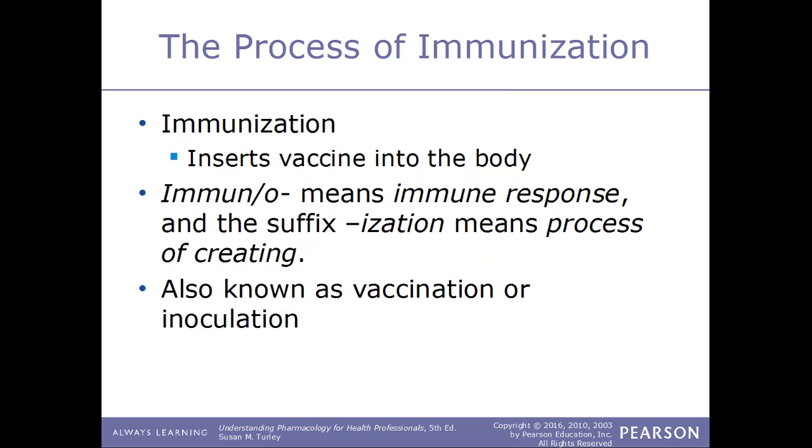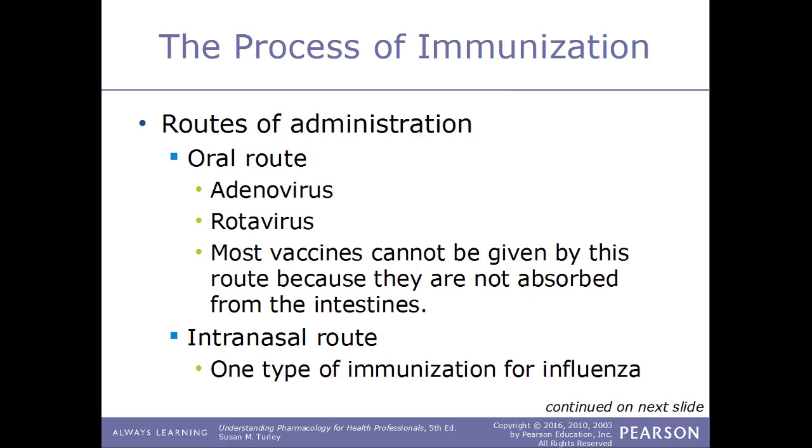Alright, now we'll get into the process of immunization. Immunization inserts a vaccine into the body. This is also known as vaccination or inoculation. There are multiple routes of administration for immunization. The oral route is really only good for adenovirus and rotavirus. Most vaccines can't be given through this route because they're not absorbed from the intestine.